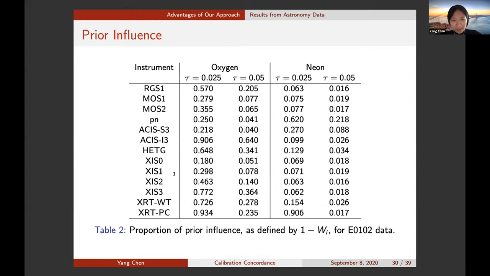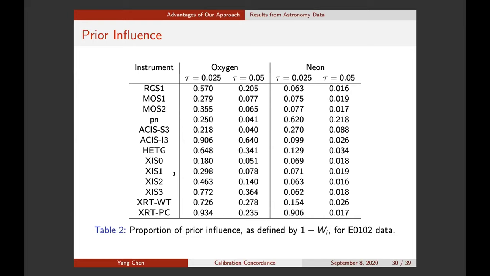It really depends on your confidence in the prior. I think this is a post-inference assessment of the impact coming from the prior, because in order to calculate this prior influence, we need to make an inference for the various parameters in our model. Okay, so this is like a post-analysis assessment of how much the prior is influencing the results.